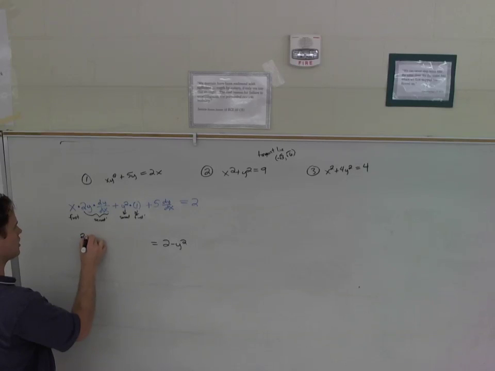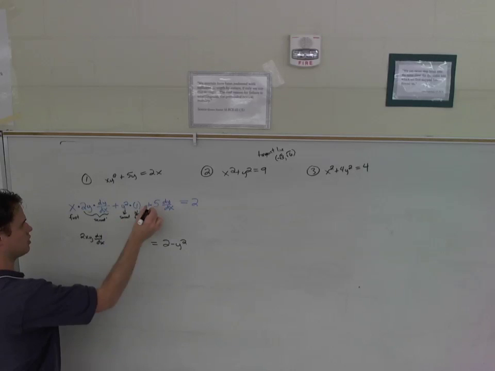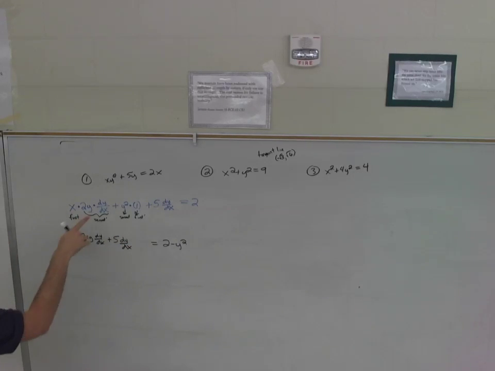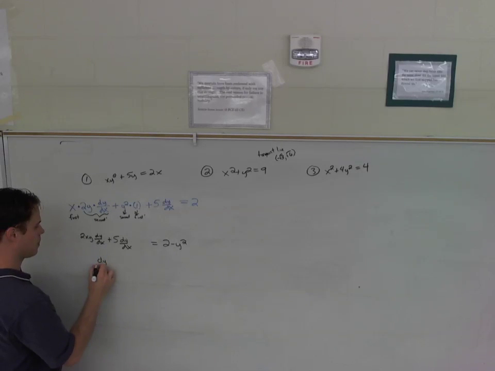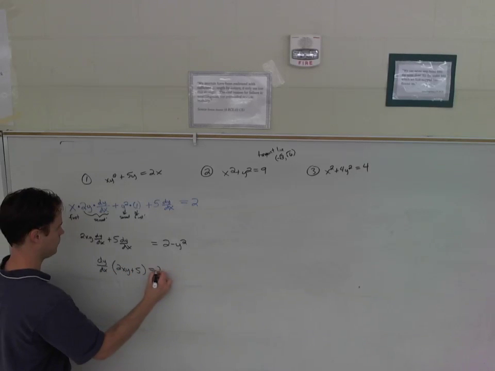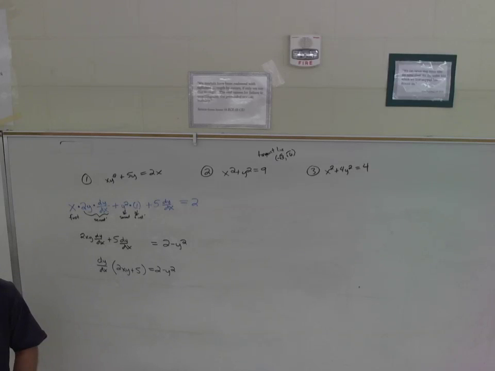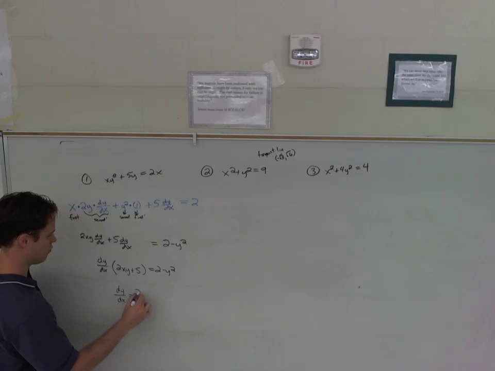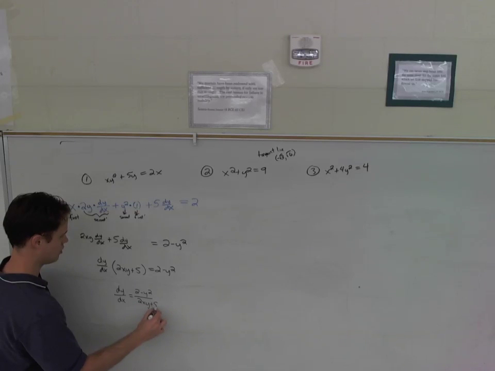So now you've got 2xy dy dx plus 5 dy dx. Wait, don't you have to distribute that? It's all multiplied. Oh, yeah, okay. Factor it out. So 2xy plus 5. What do you guys think the final step is to get dy dx? Fine. So the derivative of that implicit equation is this.